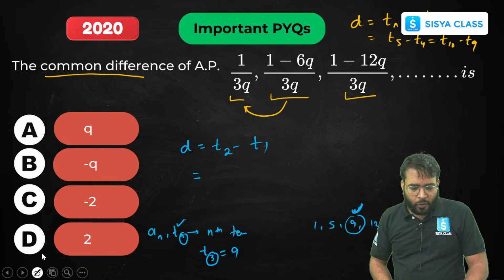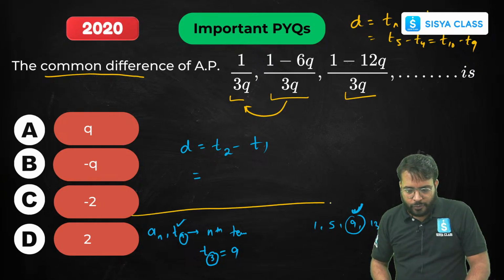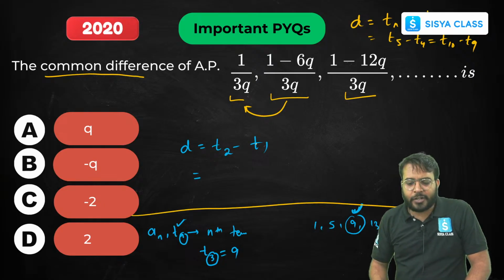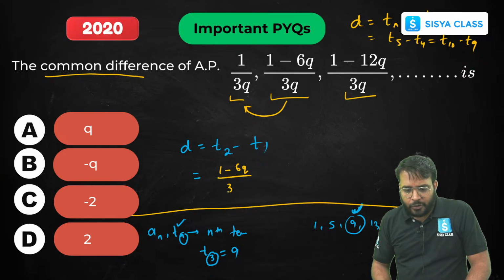Now, please come to this question. Okay, T2 minus T1. T2 is what, beta? T2 means 1 minus 6Q by 3Q. All right. And what is my T1, beta? T1 is 1 by 3Q.